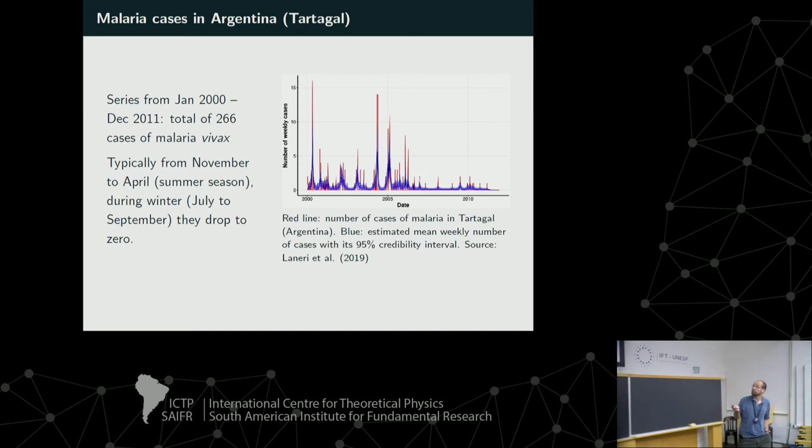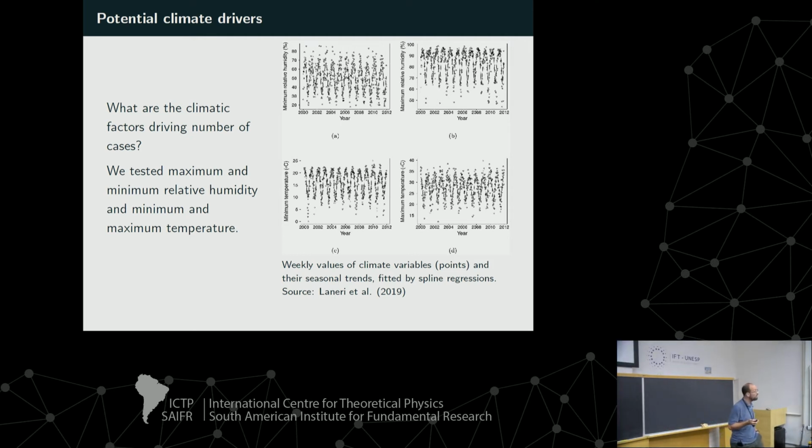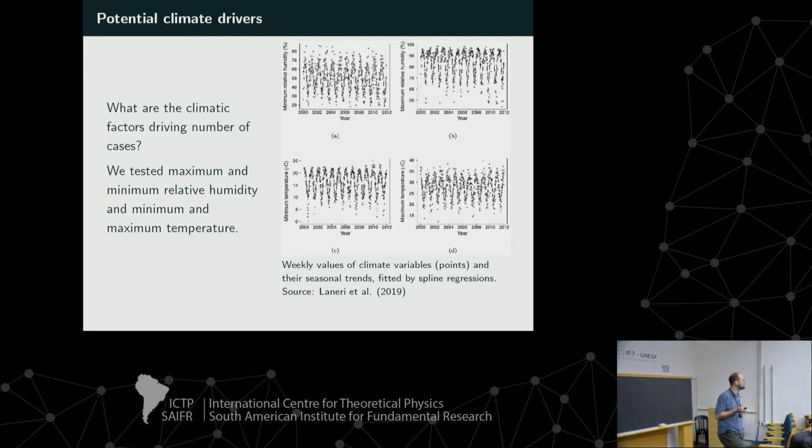So what do we do? We take this number of cases, and here we have seasonal patterns: minimum and maximum humidity and minimum and maximum temperature, weekly values. Then we fit this seasonal pattern here. Remember I told you about the surrogates, so these are the fitted seasonal patterns. Of course, there's something that's not so nice: we don't have reliable rainfall data. This would be very useful to test, but we just don't have the data, so we cannot do anything about it.